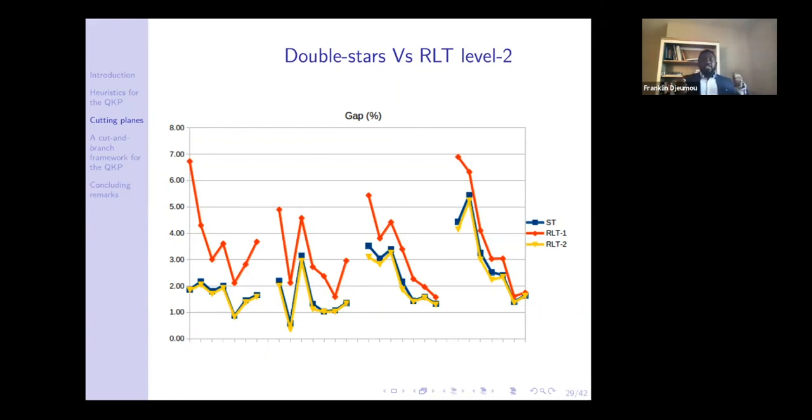So what do we get here? You can see that with a complexity of n squared, with our double star inequalities, the gap is nearly equal to the gap of the RLT second level. Our gap is represented by the blue line, and the RLT second level is the yellow line. So you can see you get almost an exact approximation of the second level RLT using variables in the space of first level RLT. So that's it for the cutting planes.